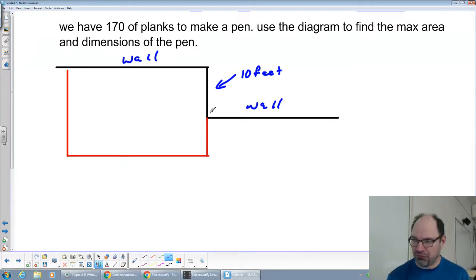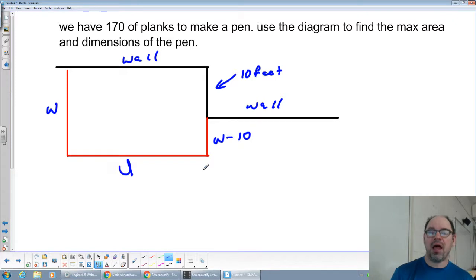So then if we label this up, this is W, this is L, this little piece would be W minus the 10 feet. Okay. So I'm going to give you a chance to do it so you will maximize that area. Write the perimeter equation, solve for L or W, plug it into the area equation, do the derivative equal to 0, solve the variables, see what you get. So pause the video there and give that a whirl. And then when you unpause it, I'll work it out.